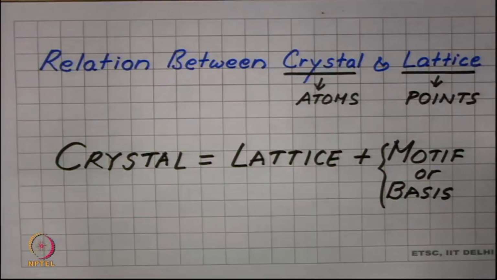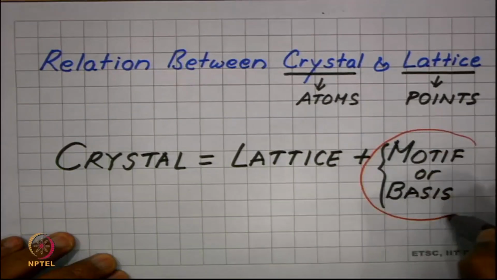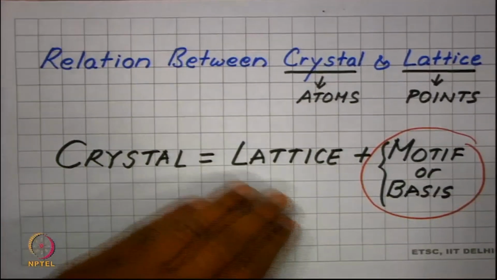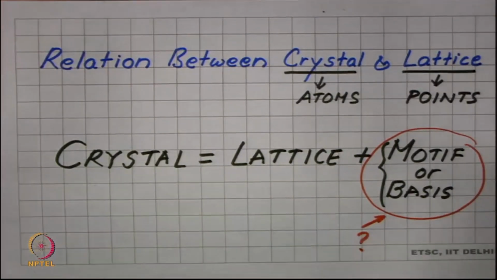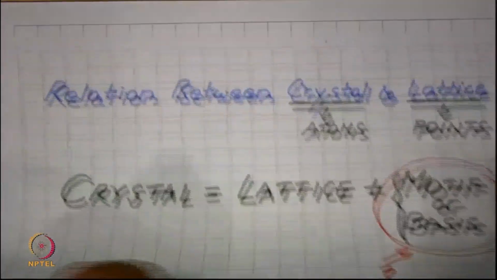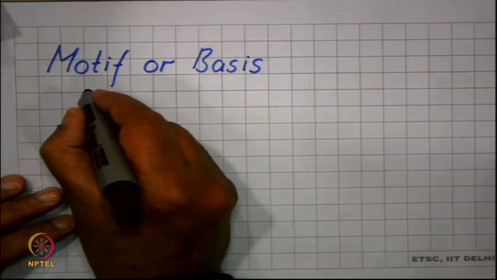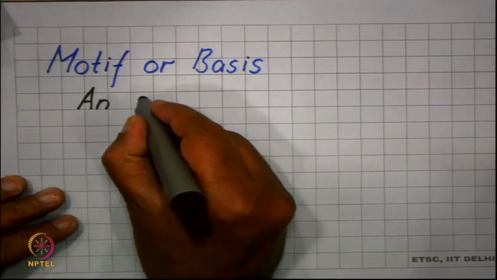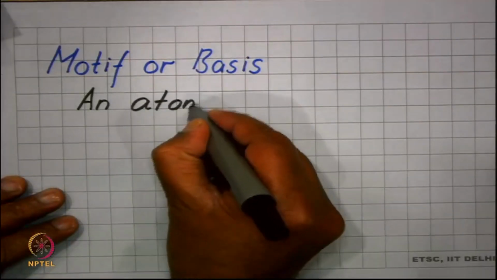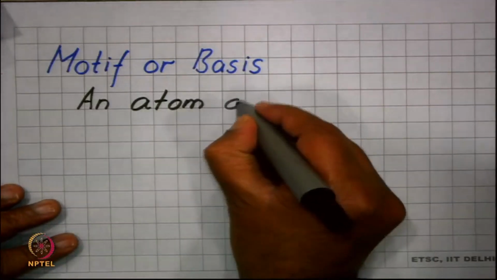So, this is a new concept we have now introduced. So, the linking bridge between crystal and lattice is a motif. So, what is a motif is our next topic. So, let us define motif or a basis. Sometimes a motif can be a single atom or a group of atoms.